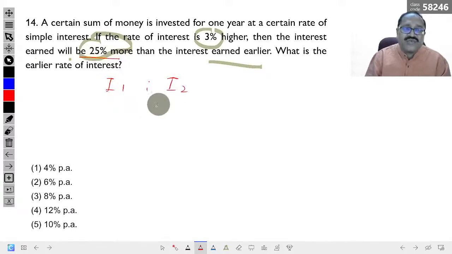The second one is 25% more. That means the first one is 100, the second one is 125. That means if you look at the ratio, it is 4:5. So this is what is said. 4:5 is the interest ratio, Vidisha.